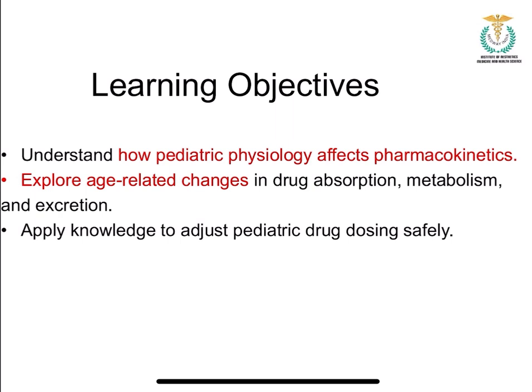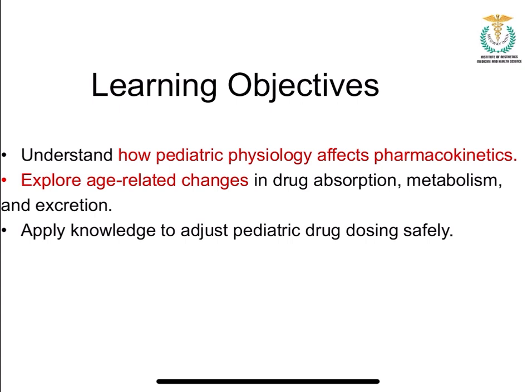It is to understand how pediatric physiology affects pharmacokinetics. So, as we've spoken earlier, pediatrics are not just little adults. The physiology is completely different. And since physiology is different, what your body does to the drug and what the drug does to your body is also completely different from that of adults.